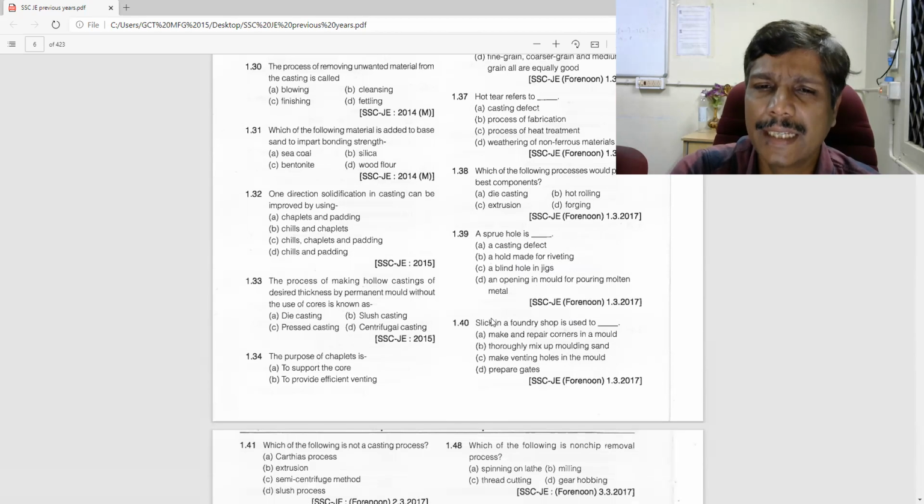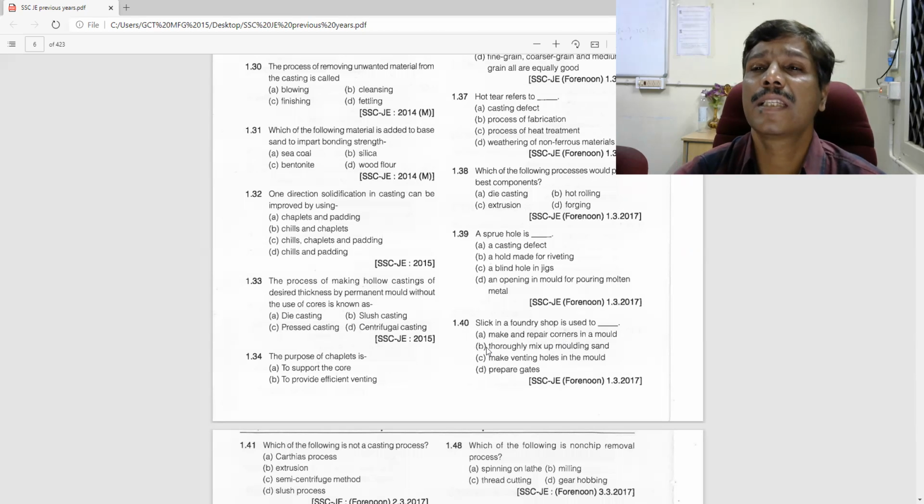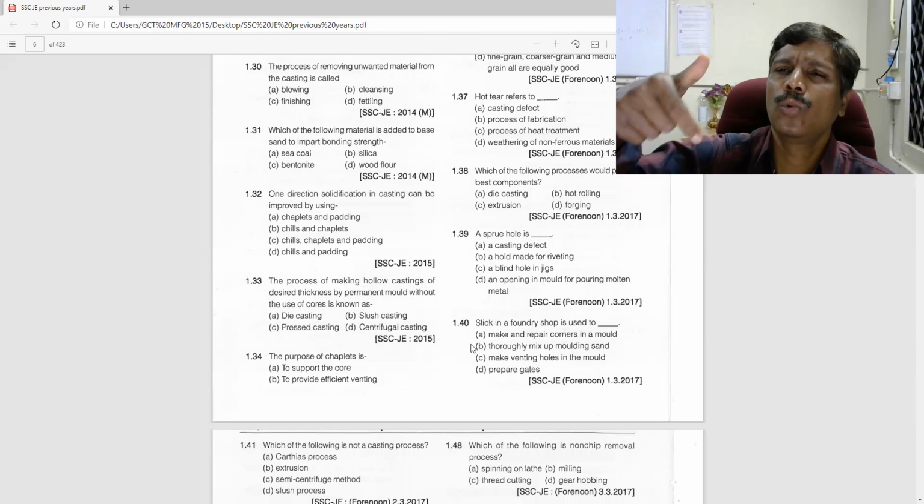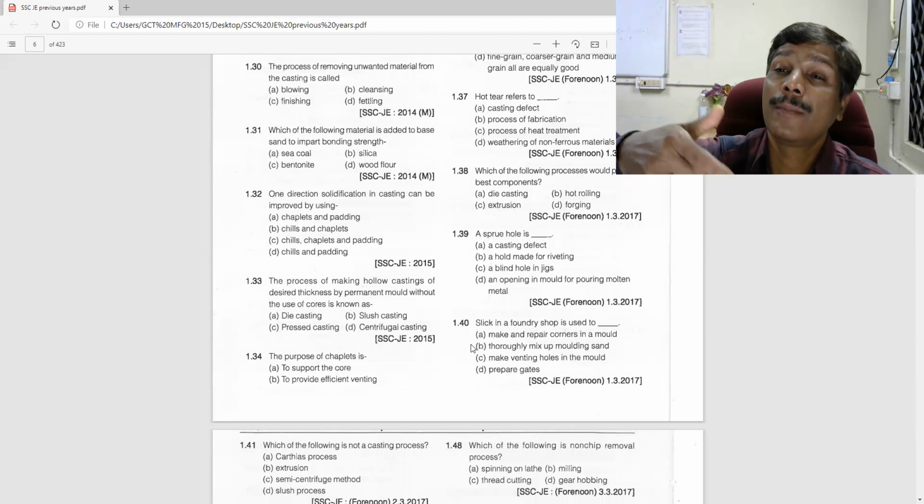So next is slick. What is the option? Slick. So slick is nothing but it is used to make and repair corners. Slick, you should remember, repair corners. Make and repair corners in the mold. So slick means it is a tool in the foundry which can repair the corners.